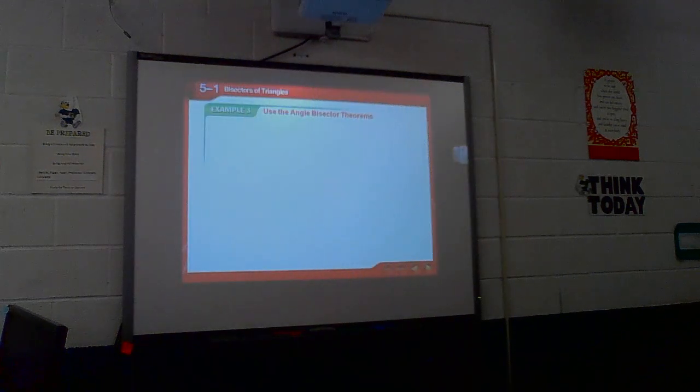Again, then I can do this with algebra problems. As long as I realize that this is an angle bisector and these distances are perpendicular and they have congruent angles, then 4x minus 1 is equal to 3x plus 2. And again, make sure you answer the question.